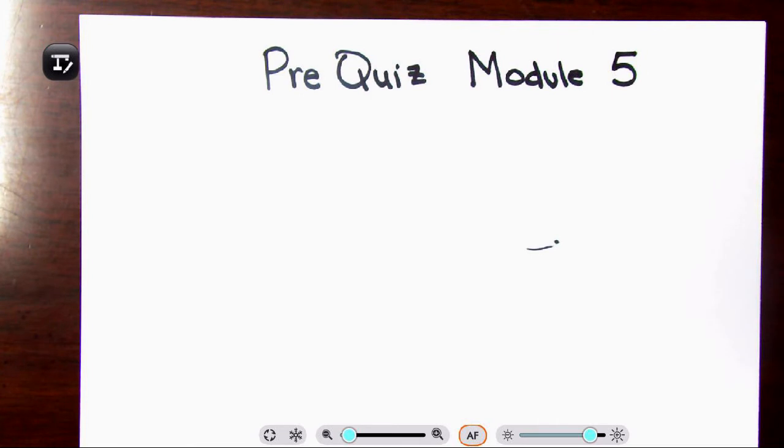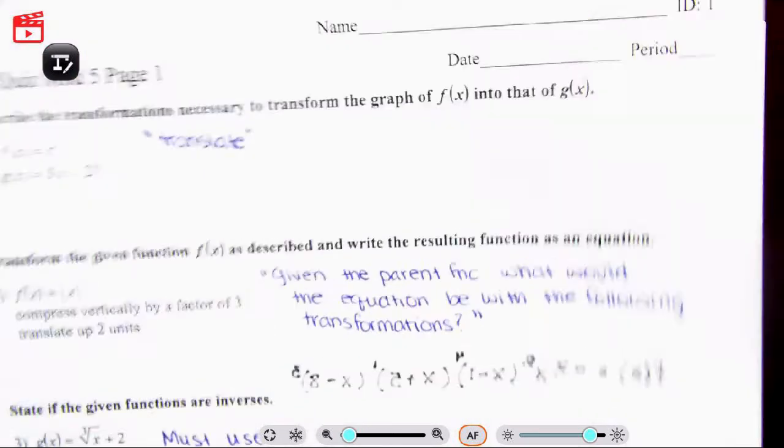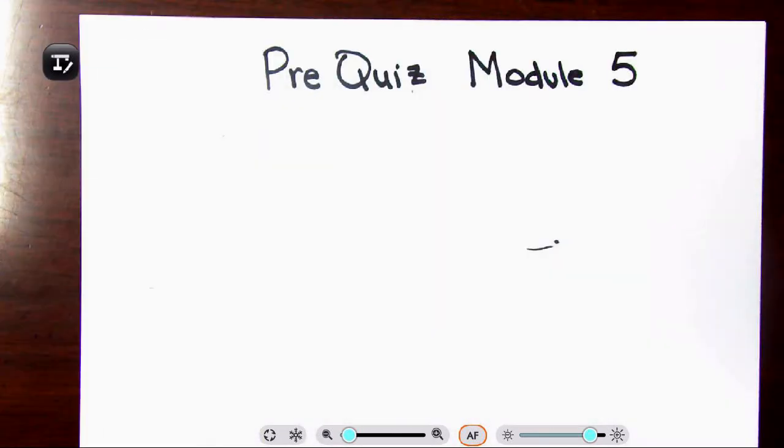Now, I do have the pre-quiz here in front of me. I'm going to set it aside so that way if I need extra room, I have some. And then maybe on some of the graphing questions, I'll go back to the actual sheet.